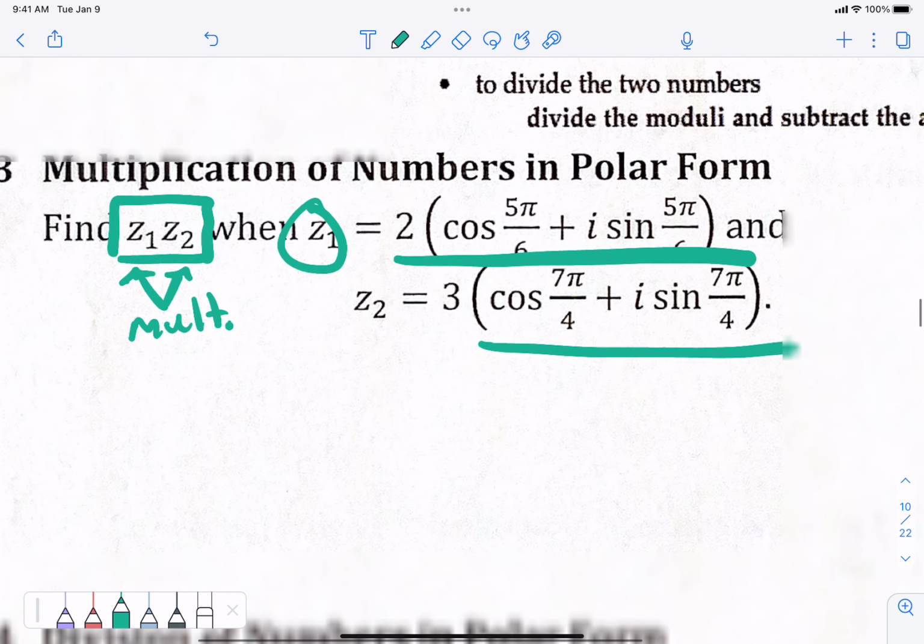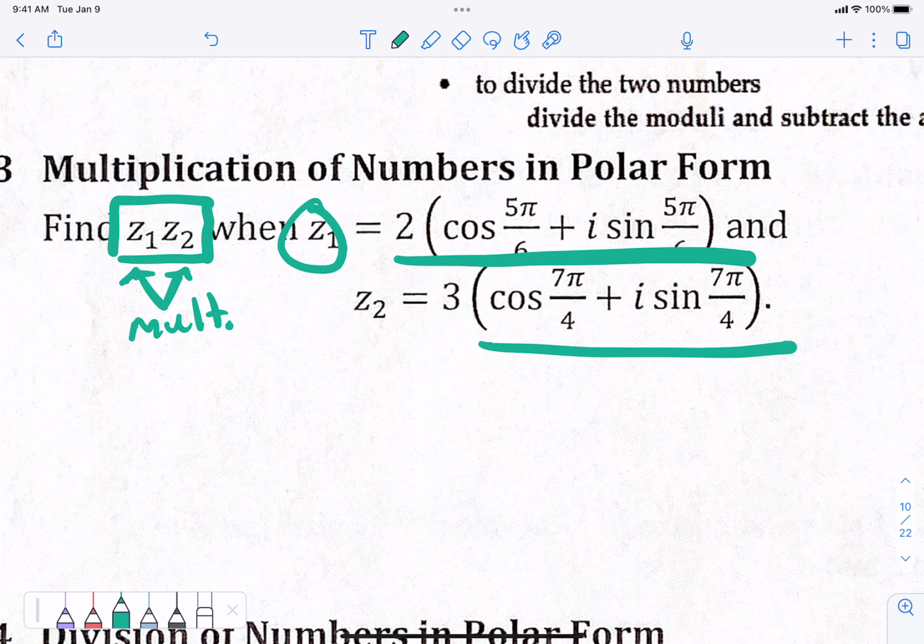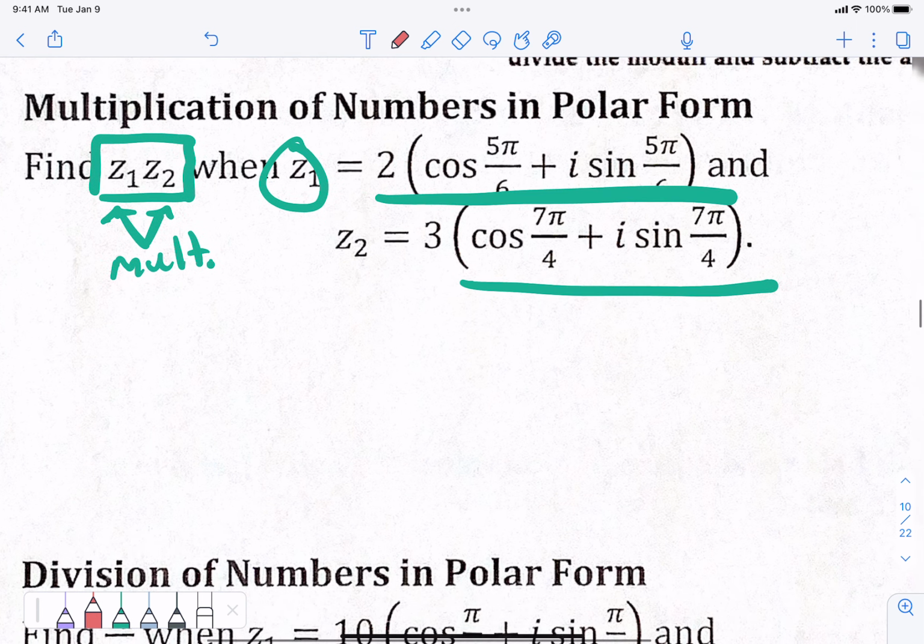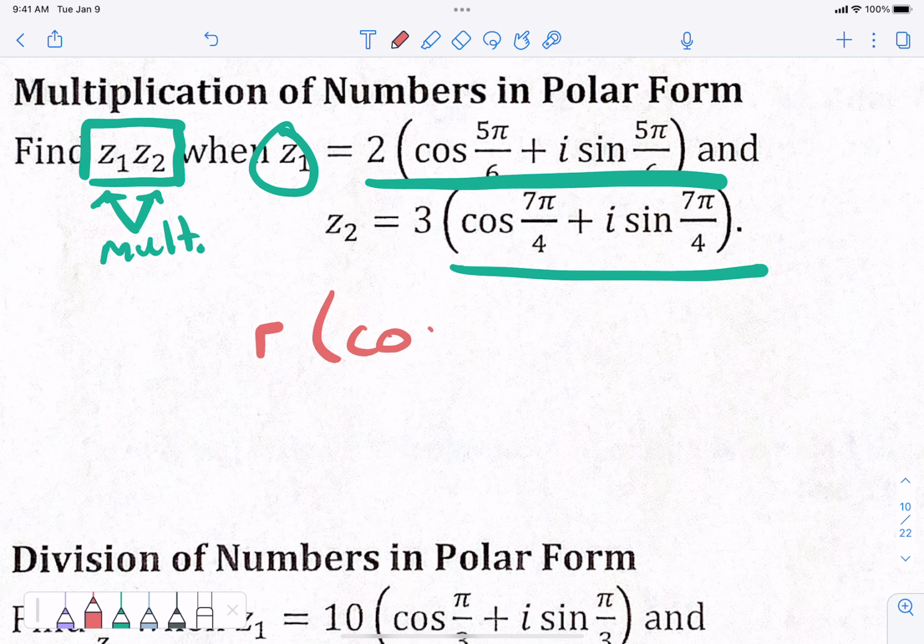When you're multiplying, here's the rule. We want to combine them all into one. We want to have one final answer of r cosine of theta plus i sine of theta. That's what we want as our final answer, but we're combining two of them into one.